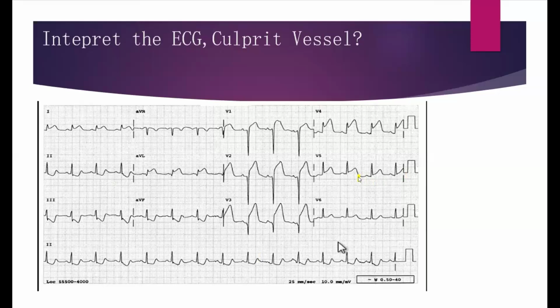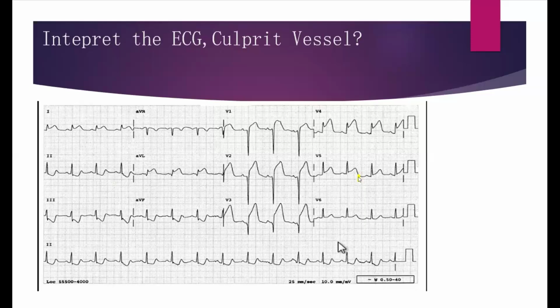Doc, may I try? Go ahead. So we have ST elevation in V1, V2, mainly V2, V3, V4, and V5. So I would say this is more of an anterior MI. So the culprit vessel, we said anterior is more there. I think it was the left anterior descending, if I'm not wrong. Yes.